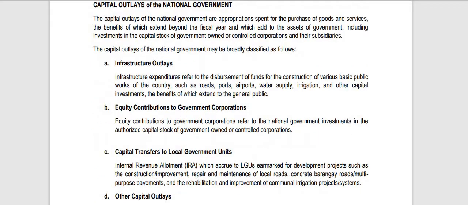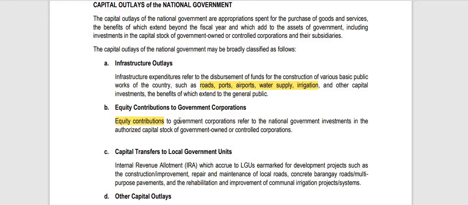So as I've mentioned, these capital outlays of the national government basically are the usefulness of it lasts more than a year. So example to that are the infrastructure outlays, meaning the building of the roads, ports, airports, equity contributions to government corporations. Once we say equity contributions, the government invests in government-owned and controlled corporations to secure the ownership of these GOCCs.